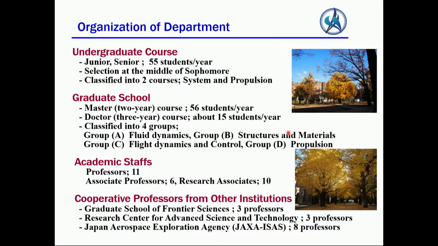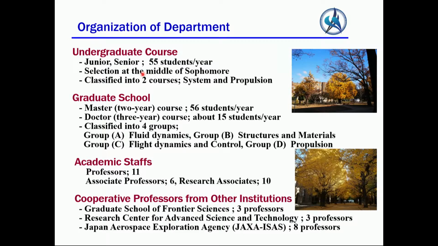And organization of the department. This is a photo in the fall, in autumn. So our campus is famous for ginkgo trees and ginkgo leaves in autumn. And in our department, the Department of Aeronautics and Astronautics, we have an undergraduate course, junior and senior, so 3rd and 4th year in the undergraduate course. And we have 55 students per year.